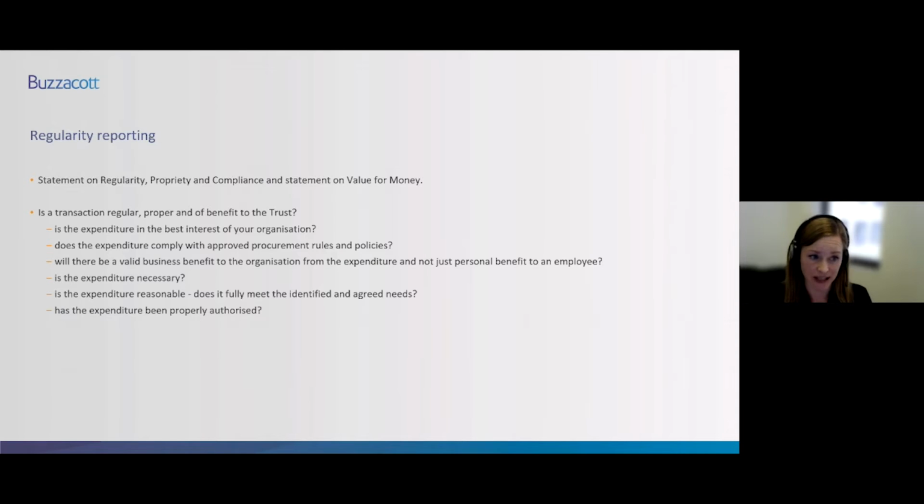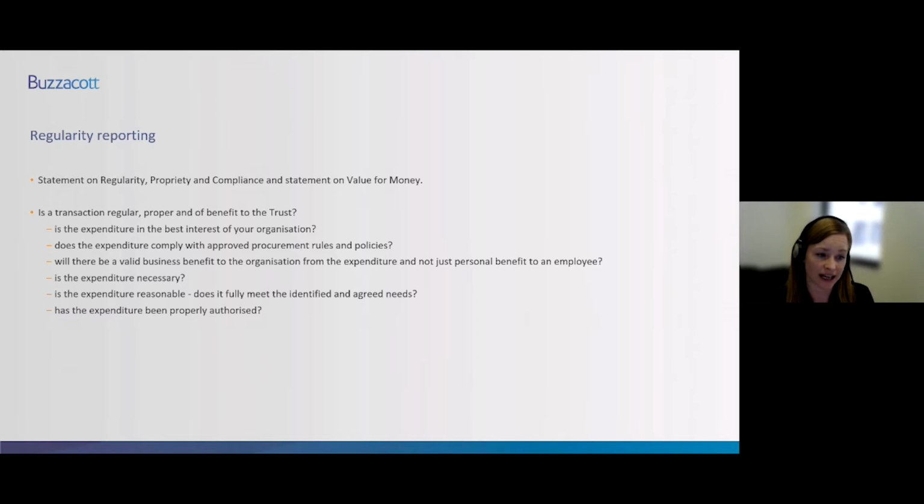So firstly, is the expenditure in the best interest of your organisation? Does the expenditure comply with approved procurement rules and policies? Will there be a valid business benefit to the organisation from the expenditure and not just a personal benefit to an employee? Is the expenditure necessary? And is the expenditure reasonable? Does it fully meet the identified and agreed needs? And has the expenditure been properly authorised?